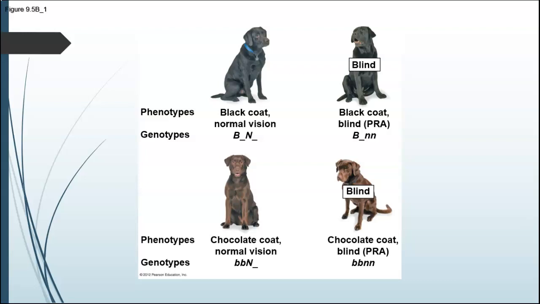Here's one that's blind, has a black coat, so we know that it's dominant for the first and then homozygous recessive for that second trait. Here's one with a chocolate coat with normal vision, so we know they're homozygous recessive for the coat color, and they have at least one dominant allele for normal vision. And then a chocolate coat and blind with progressive retinal atrophy is homozygous recessive for both traits.